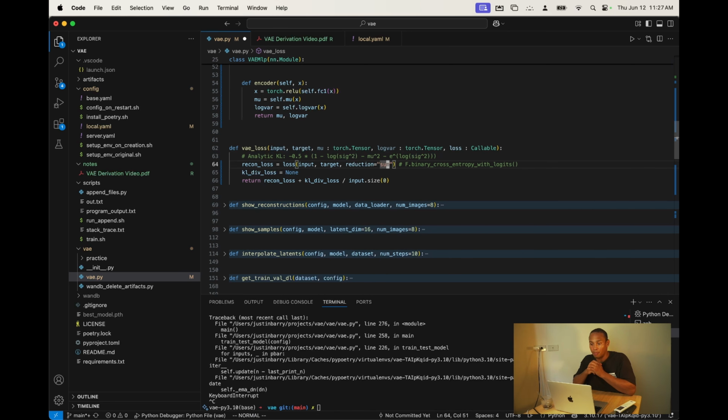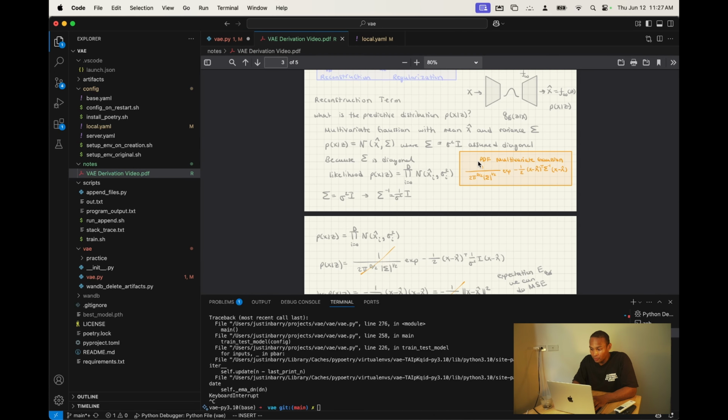It's going to be sum, right? So we're going to calculate binary cross entropy loss on a pixel level, per pixel for each image across all images in the batch. Sum that, and that'll give us our reconstruction loss. And then now the KL divergence is what I wanted to cover.